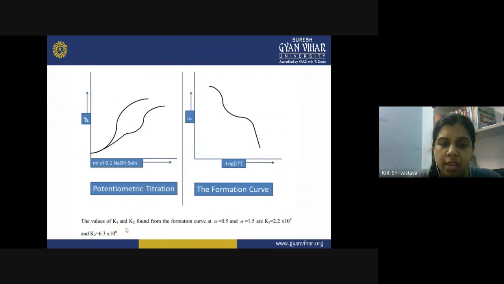So the values of K1 and K2 are found from the formation curve at n bar equal to 0.5 and n bar equal to 1.5. So when you have n bar 0.5, that gives the value for K1, right? And when you have n bar 1.5, you get the value of K2.